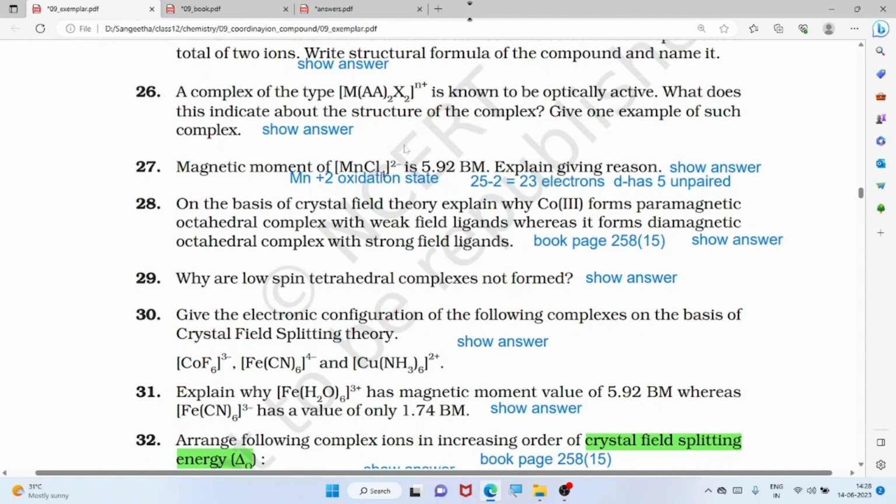so here it is in plus 2 oxidation state. So there are totally 23 electrons. So Mn is 25 atomic number. So already positive 2 charge. So 2 electrons removed, 23 electrons. So d will have 5 unpaired electrons because 18 plus 5, 18 up to 3s2 3p6. So 3d will have 5 electrons. 27.